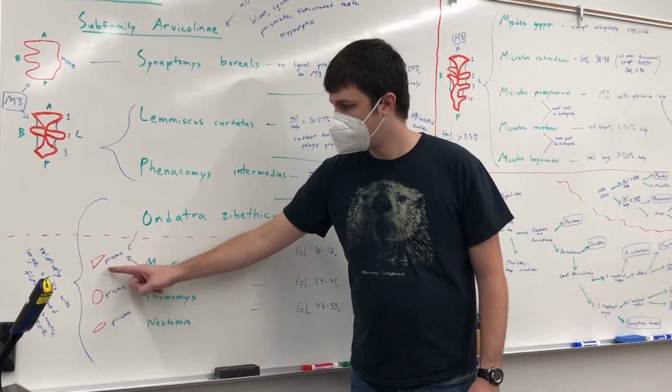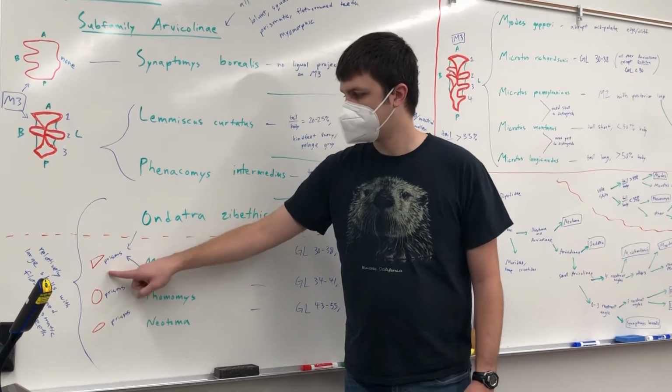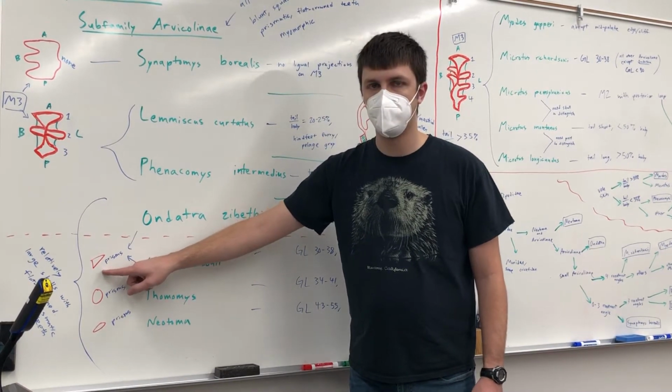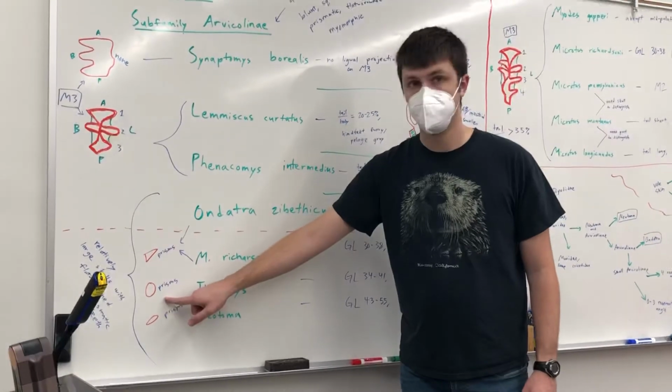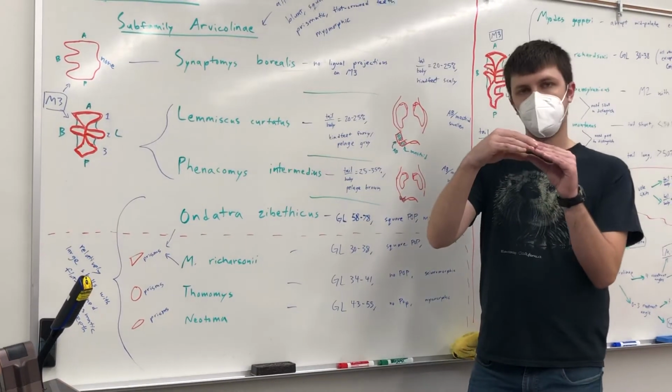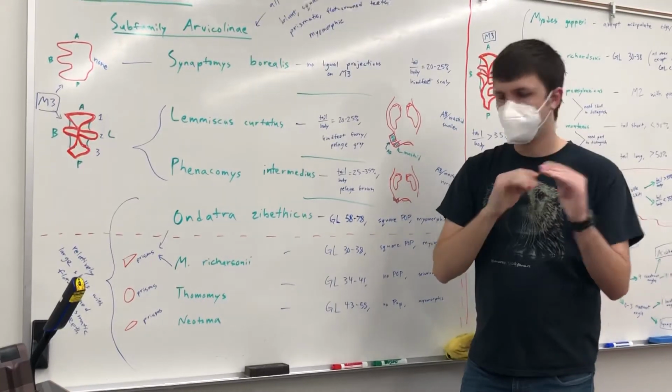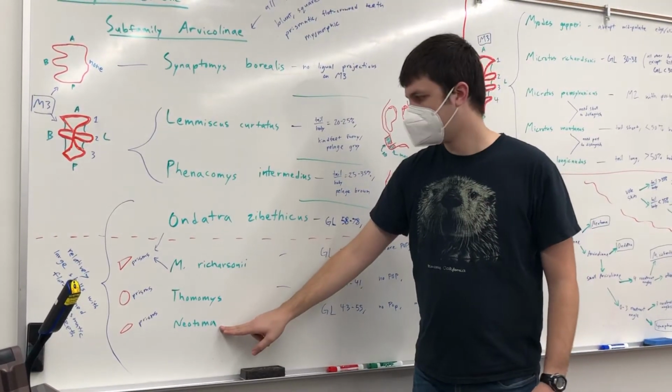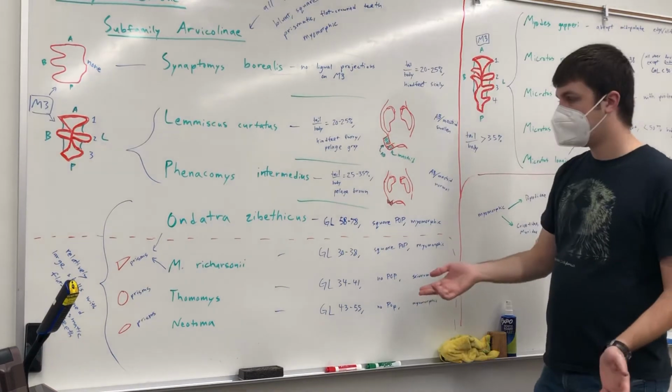One way to tell them apart is the shape of the prisms. Here we have the Christmas tree with the triangles. Here, simple circles for Thomomys. And here, more kind of flat ovals, not in quite as much of a Christmas tree shape, for Neotoma cinerea. You can also use the size.